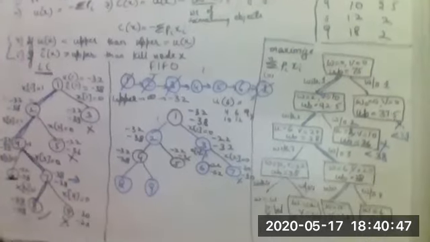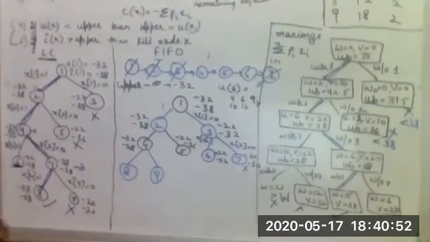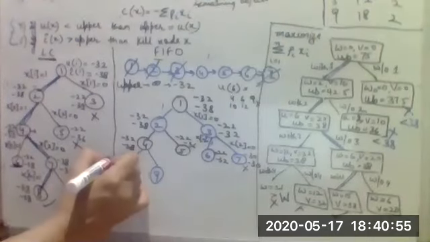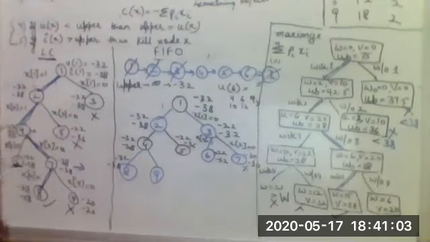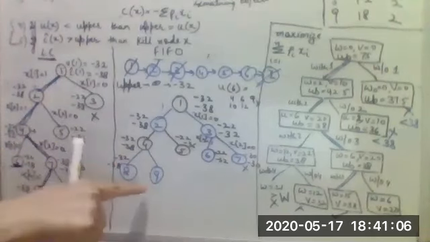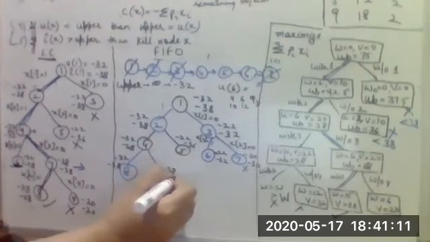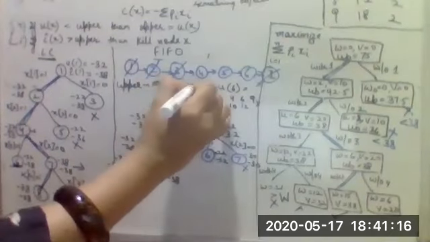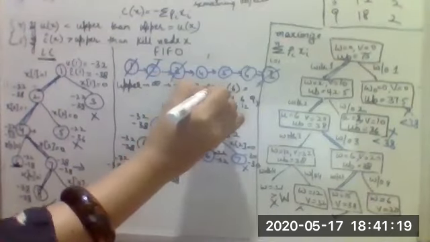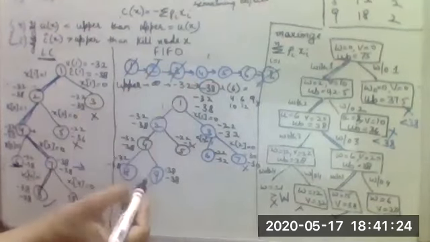For node 8, because it is following the same path, the values will remain the same. That is, this will be minus 32 and this will be minus 38. Here again, because it is following the same path, whatever this node value is will be here. So this will be minus 38 and minus 38. Our upper value has decreased to minus 38, so this value also needs to change to minus 38. Fine, so the upper value has now changed to minus 38.